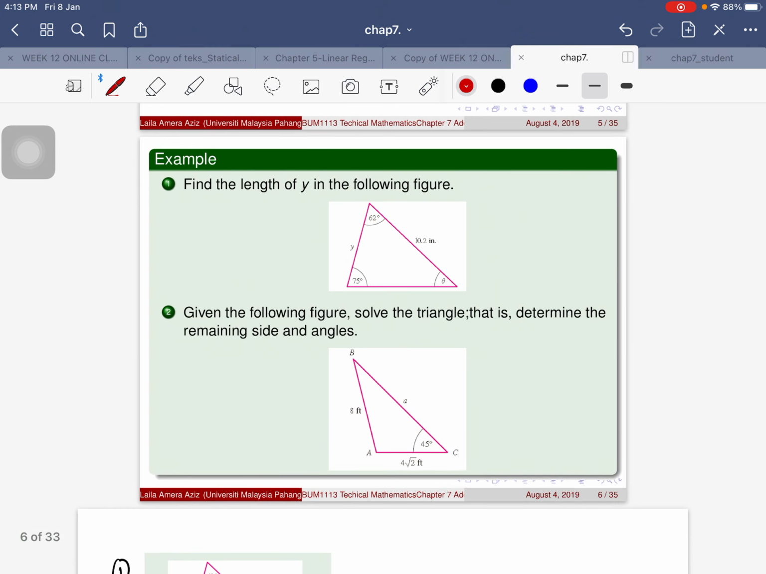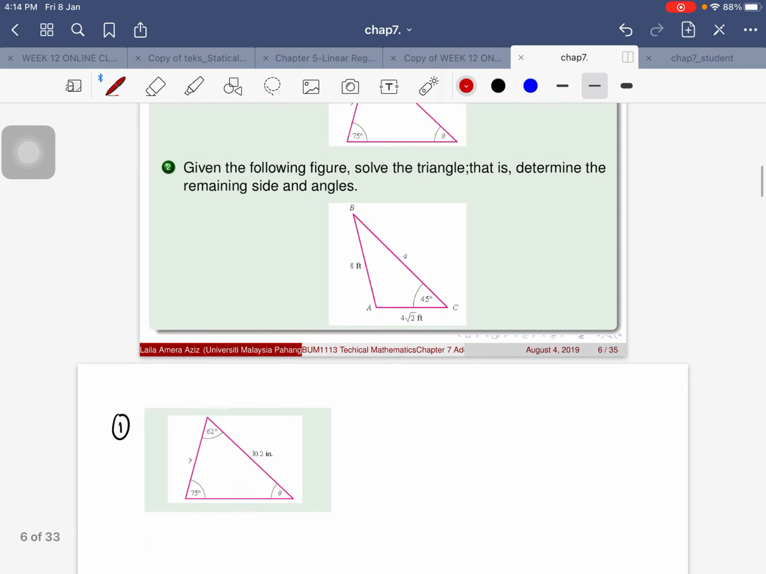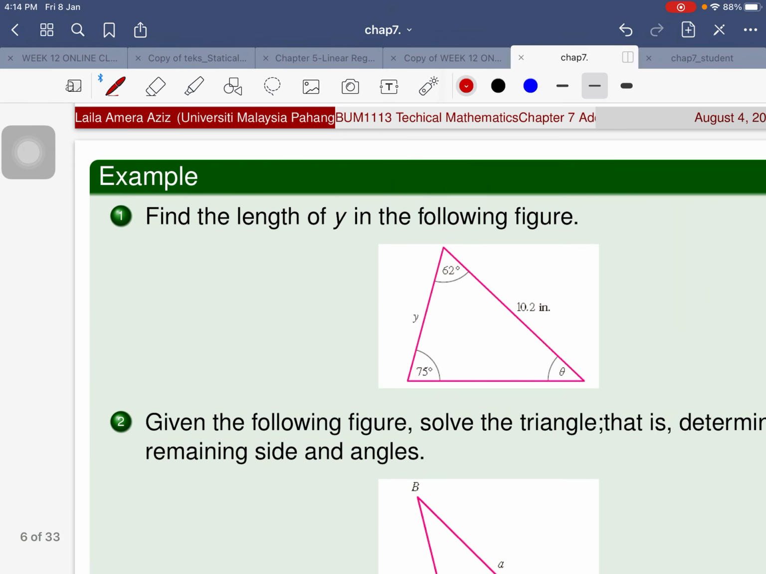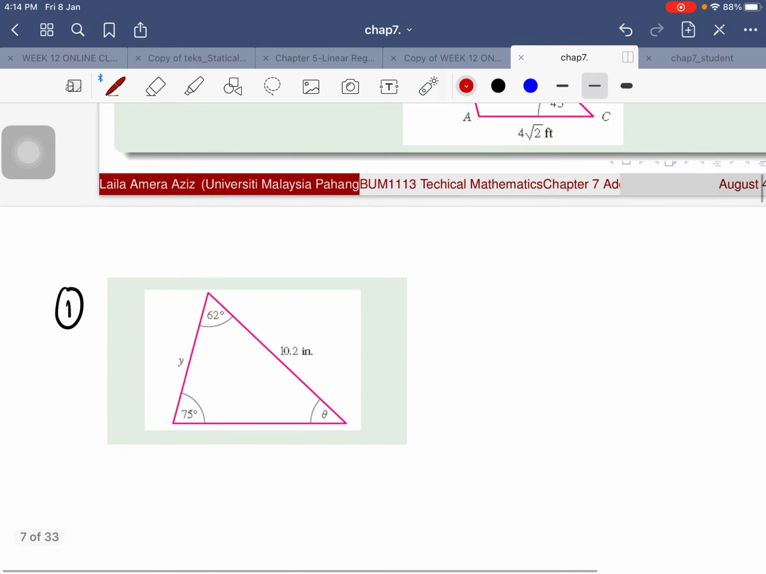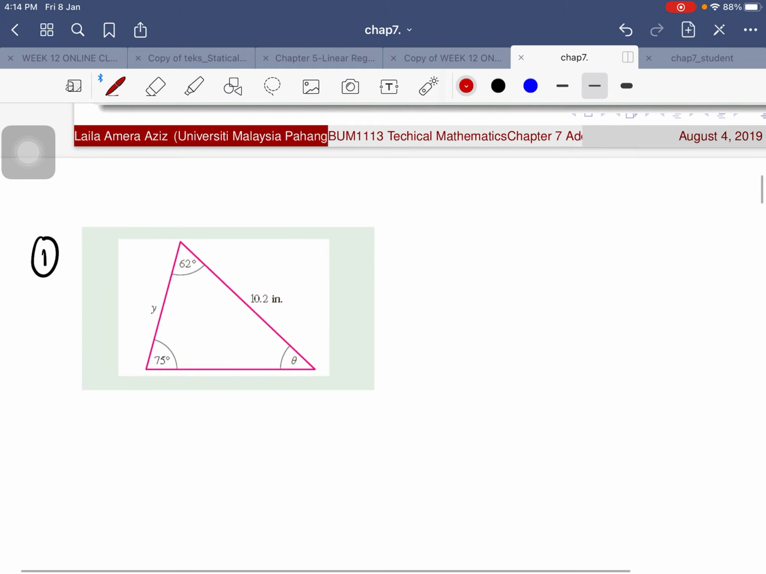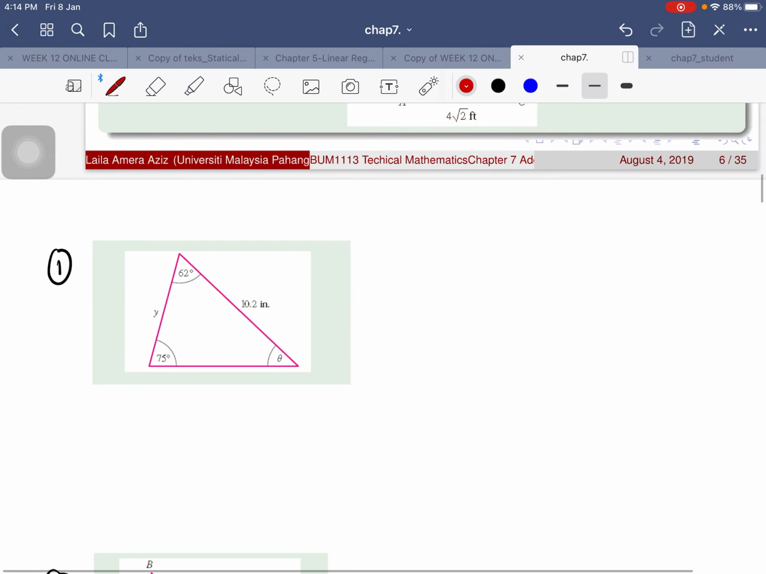I'm going to start my calculation by using these two figures right here. I'm going to start with a very simple one, and then we're going to gradually increase the level of difficulty. So now let's start with the first one. For the first one, we are required to find the length of y. We're going to find the length of y by using this figure and whatever information is given in the figure. We basically have three angles, of course, since it's a triangle. One is given as 62, one is given as 75, and one is theta.